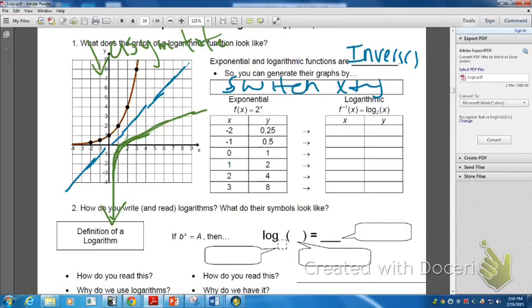So the y-axis is the asymptote to your log function. The x-axis is the asymptote to your exponential. Okay? So that makes them inverses of each other.